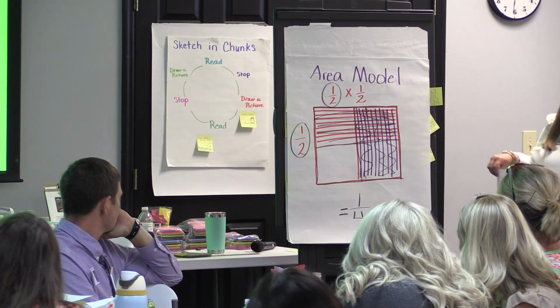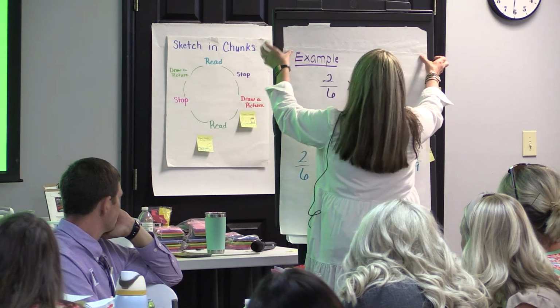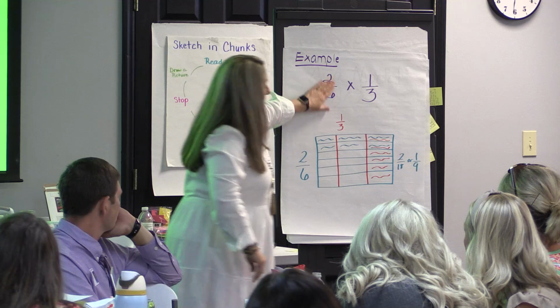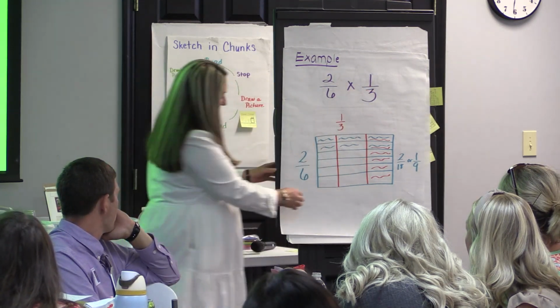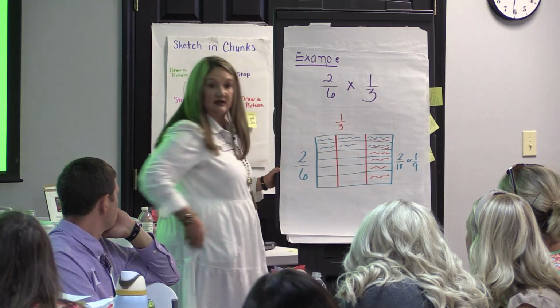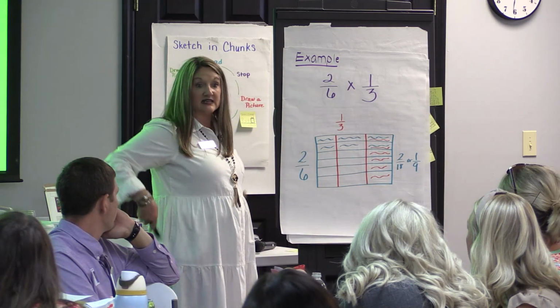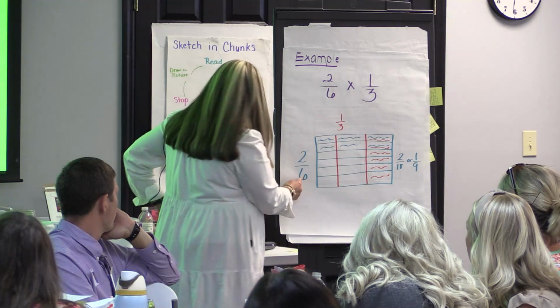Same thing, so I use this same strategy. I went ahead and built these before for our training. So now I have 2/6 times 1/3. I go back and build my model again, and then I divide it into 6 sections, right? Because I'm looking at 6 parts.